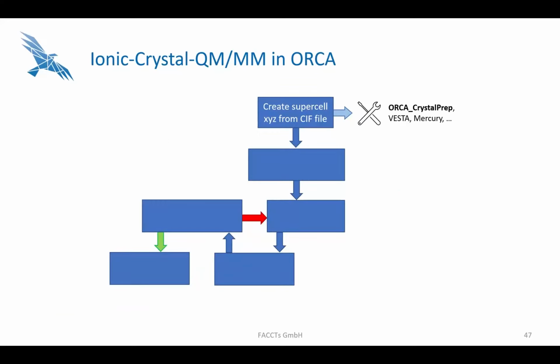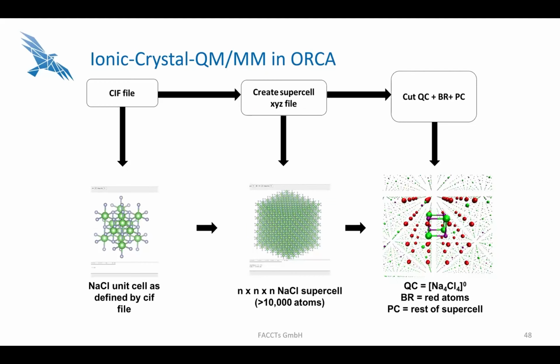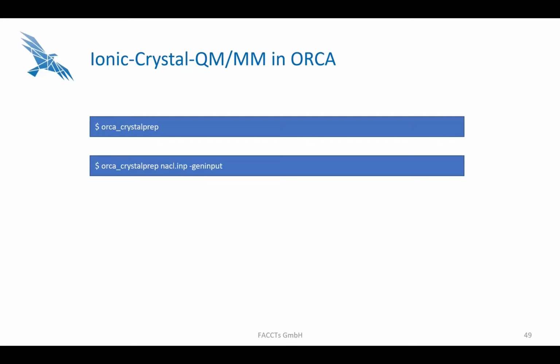The first step in building such a model is to create a large supercell from which we will then cut subsequently the quantum cluster, boundary region and the PC field. We can do this by taking a CIF file of our crystal, here we will use sodium chloride as an example, and creating a supercell from it using a program such as Crystal or Vesta. Then we can manually cut out the different parts of our model. This is one way to do it. Another one is just to use the ORCA subprogram Crystal Prep.